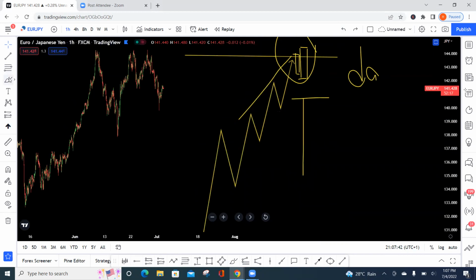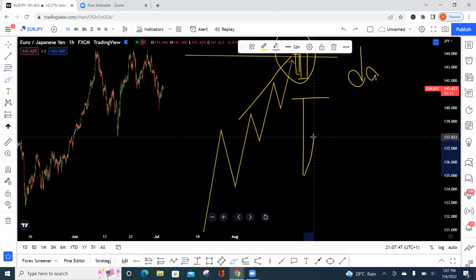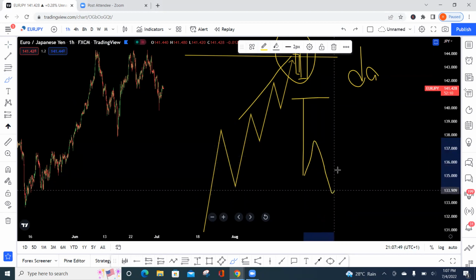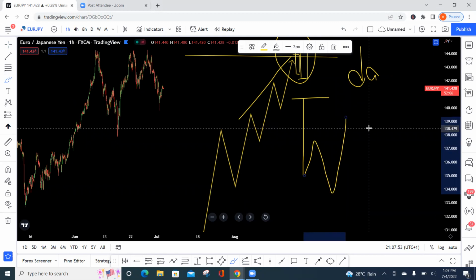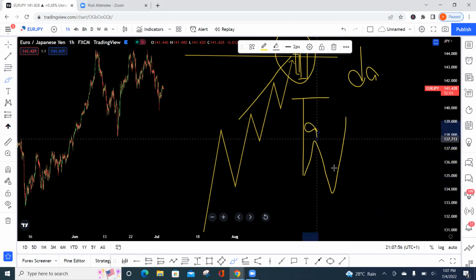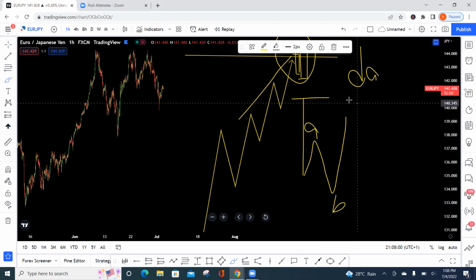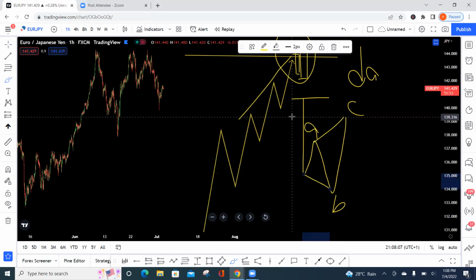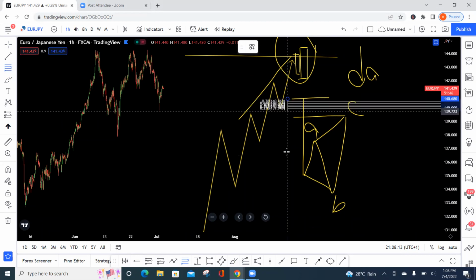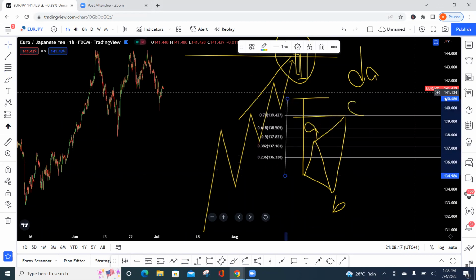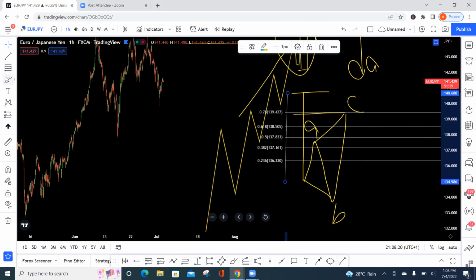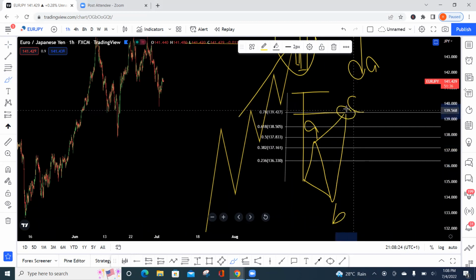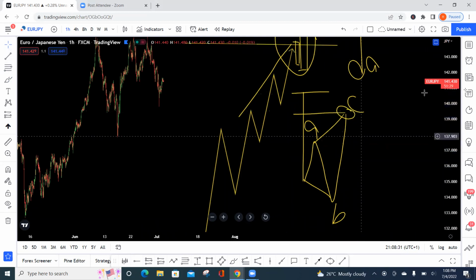Okay, see, this is a flat structure that is an expanded flat. Can you see it has broken this low and it has taken this high? It's an expanding flat. This is wave A, this is wave B, this is wave C. Can you see? Boom, boom, and then exactly here at 78. Sometimes you don't even need to use fib. Based on experience, we already know where 78 is. Can you see exactly at 78? I have not used fib when I do it, that it will end here. So can you see, an expanding flat will end at 78% fib retracement.